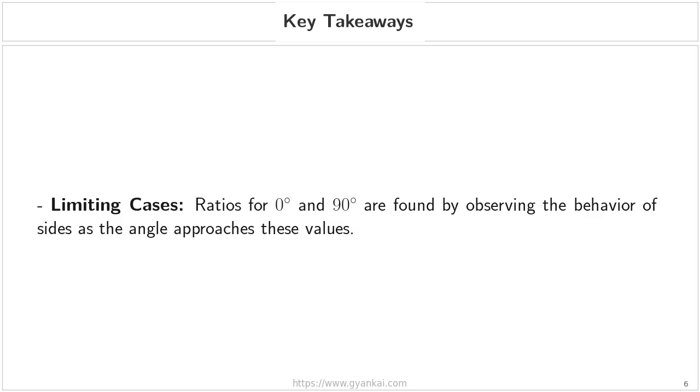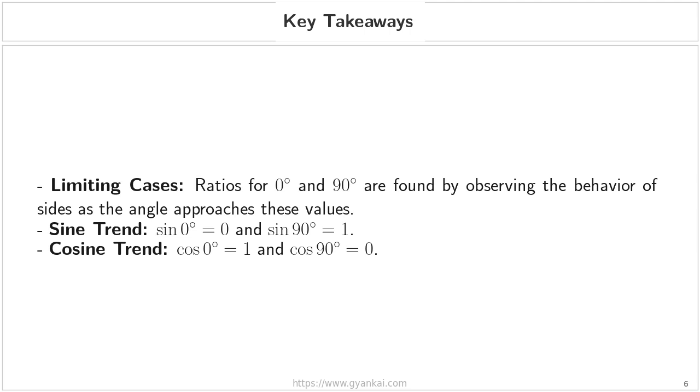Key takeaways. First, let's revisit the core concept: limiting cases. As we discussed in the previous slides, we can't physically draw a triangle with a 0-degree or a 90-degree angle. Instead, we find these ratios by observing the behavior of the sides, the opposite, adjacent, and hypotenuse, as the angle approaches these extreme values.